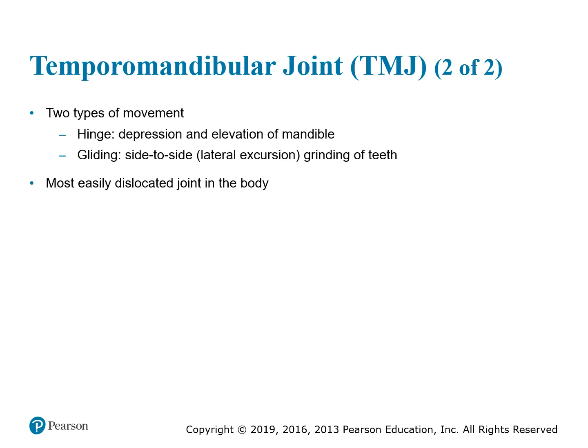There are two types of movement in the temporomandibular joint. You have the hinge, which gives us depression and elevation of the mandible, and then you have the gliding portion, which is side to side, otherwise known as lateral excursion, grinding of the teeth. The most easily dislocated joint in the body is this temporomandibular joint, or TMJ.